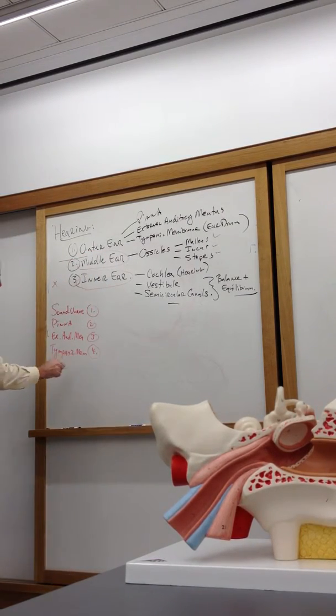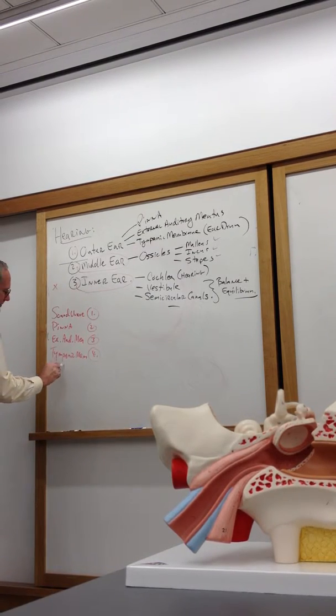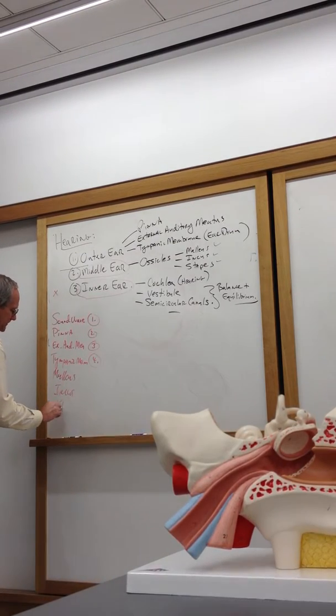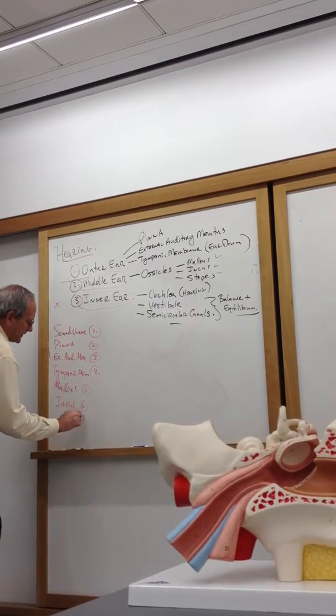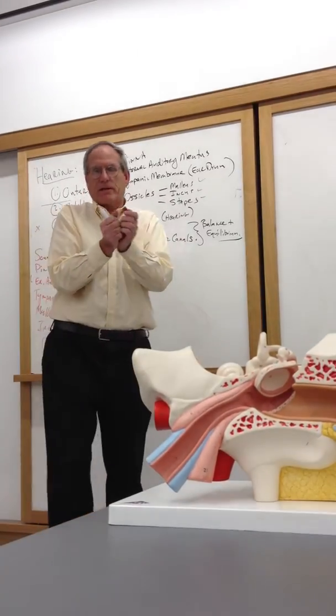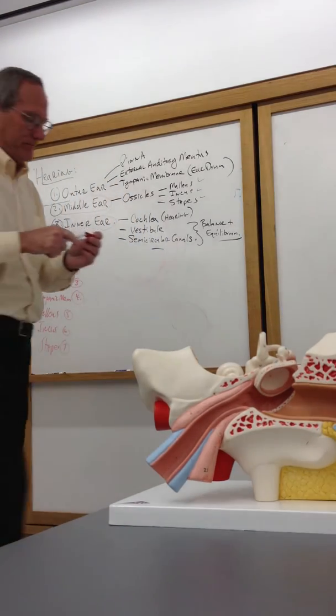So the tympanic membrane would be 4. We go back into the ossicles in terms of the malleus, incus, and stapes. So that would be 5, 6, and 7. Okay, so when we leave the stapes, we articulate through the oval window with the stapes to the inner ear.